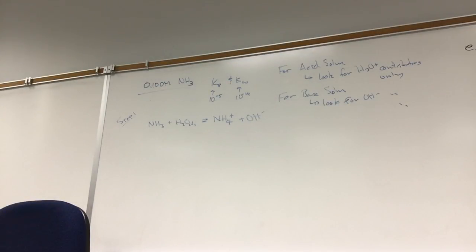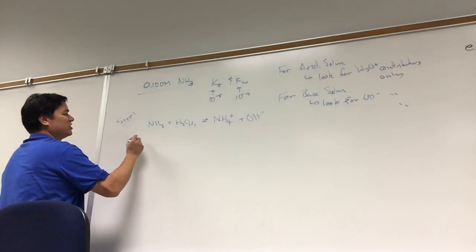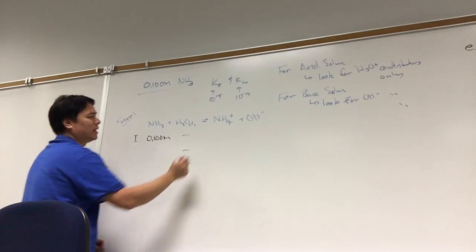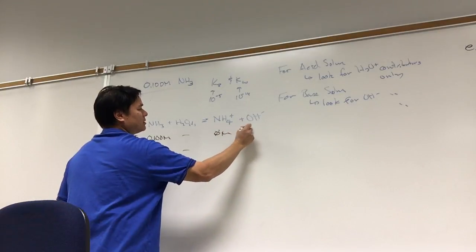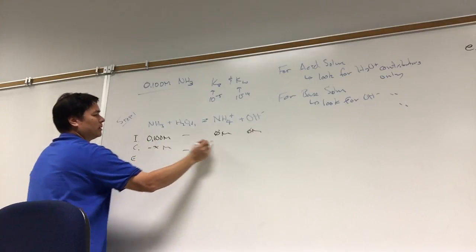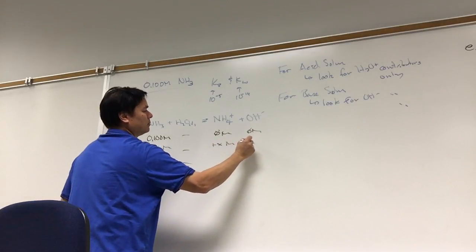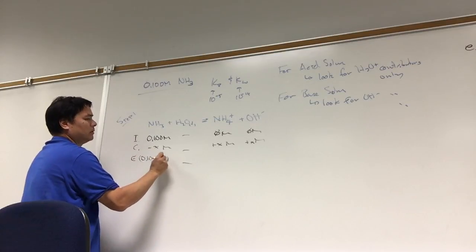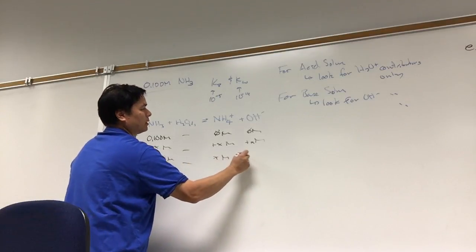All right, so setting this up in our table, the initial is 0.100 molar. Water is a liquid, so let's get rid of that. And then we're going to assume nothing's hydrolyzed yet. The change is minus X molar, plus X molar, plus X molar. And so at equilibrium, we're going to have 0.100 minus X molar, X molar, and X molar.